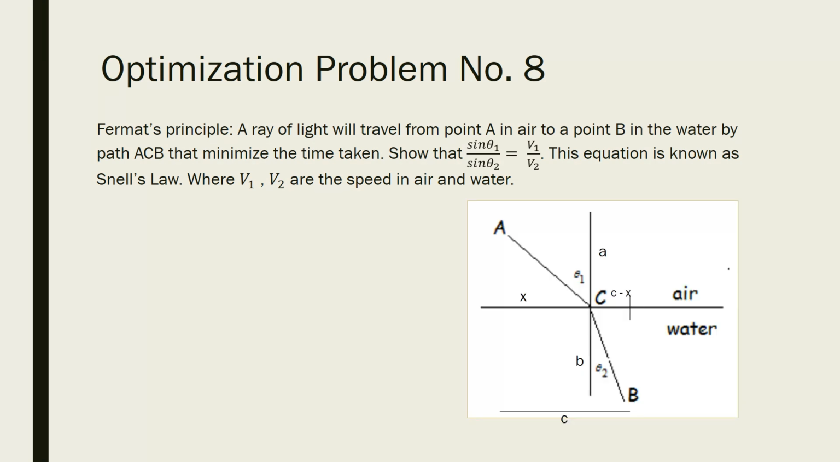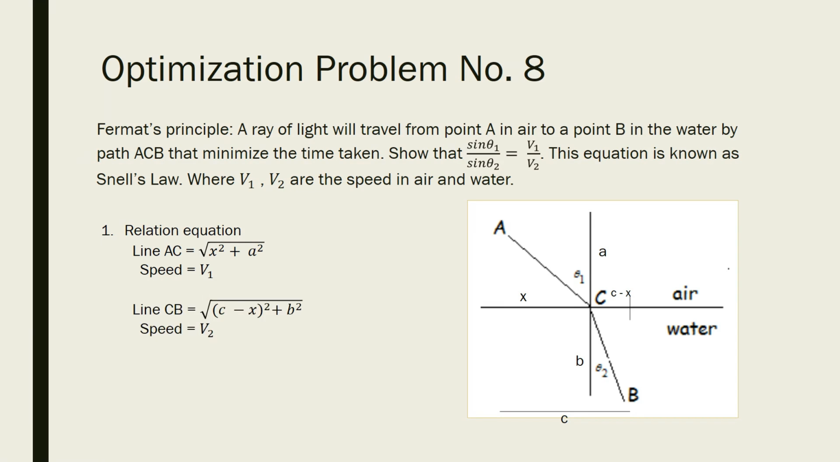And the picture of this question is this. Now for the first step, we should find the relation equation. Line AC equals the square root of x squared plus a squared, and the speed for it is v1. And for line CB, the distance is the square root of (c minus x) squared plus b squared, and the speed for it is v2.